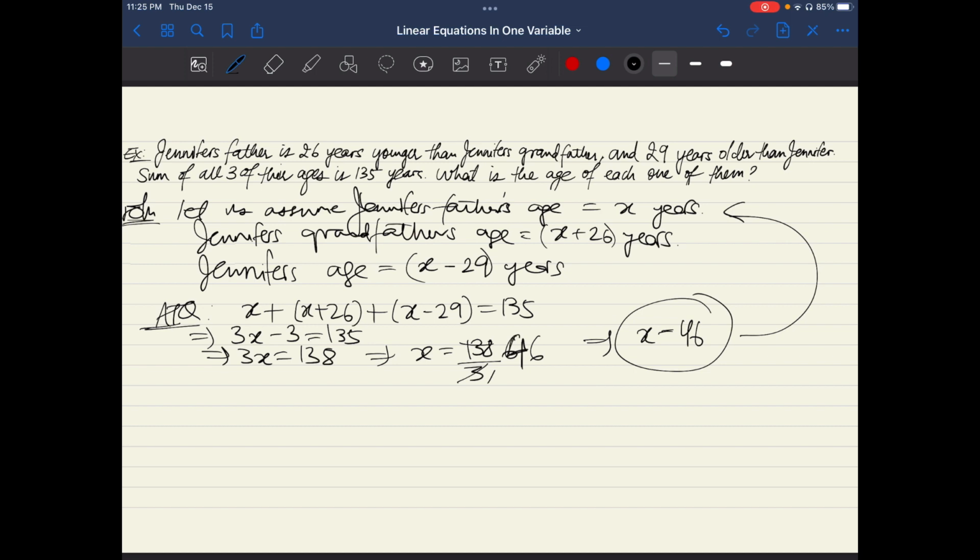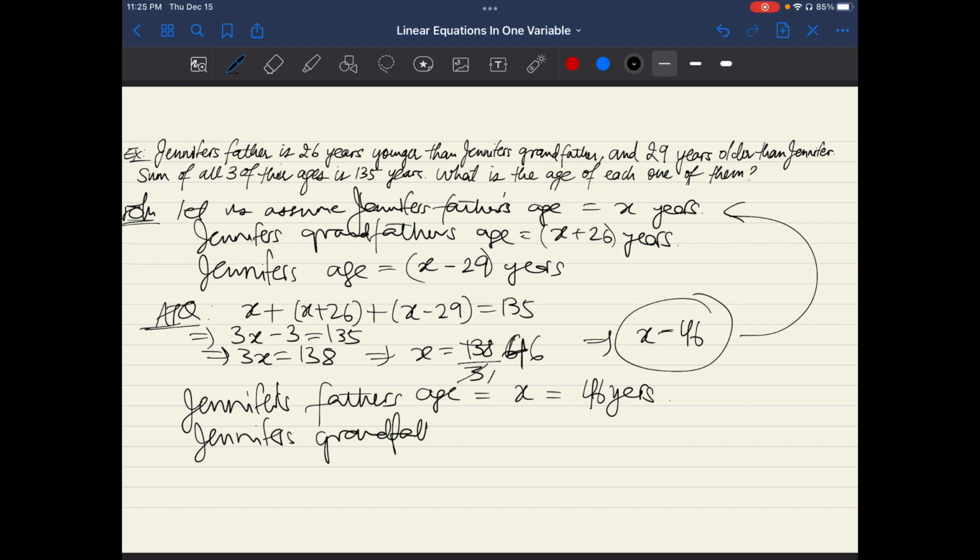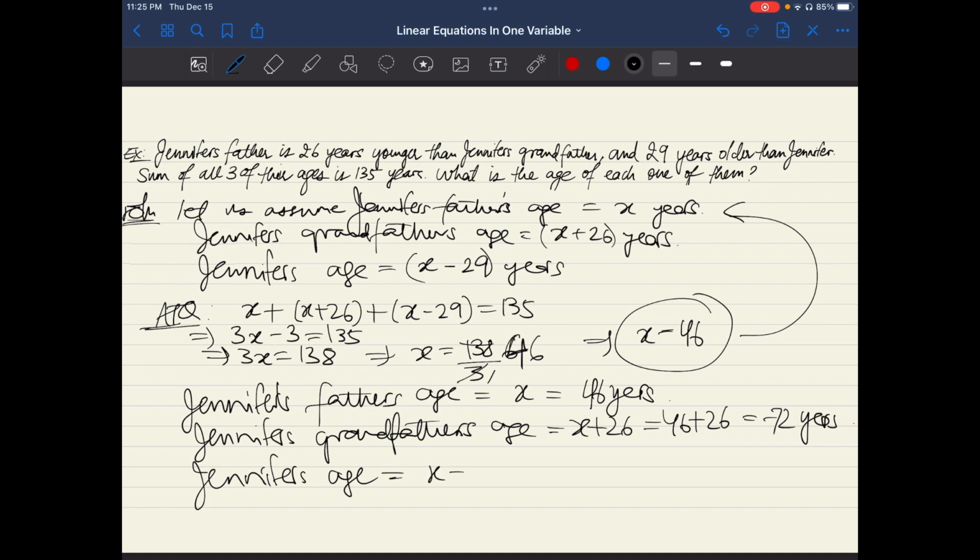Now, plugging the value of x back, we get Jennifer's father's age is x, which is 46 years. Jennifer's grandfather's age is x plus 26, which is 46 plus 26, which is 72 years. And Jennifer's age is x minus 29, which is 46 minus 29, which is 17 years. Therefore, Jennifer's father is 46, her grandfather is 72, and Jennifer herself is 17 years old.